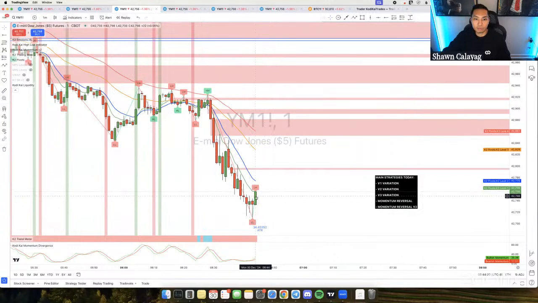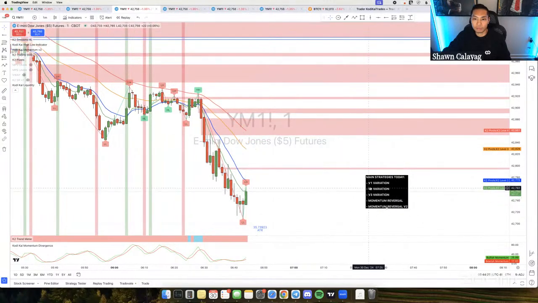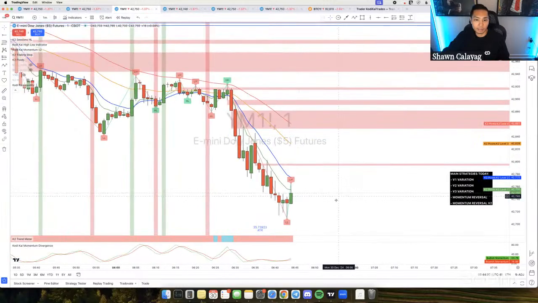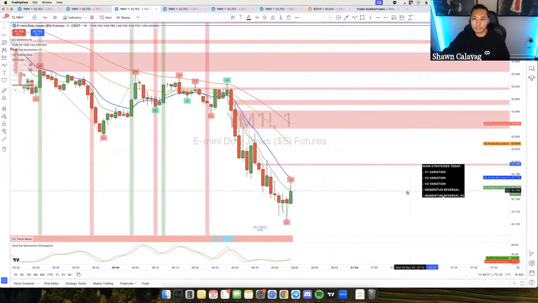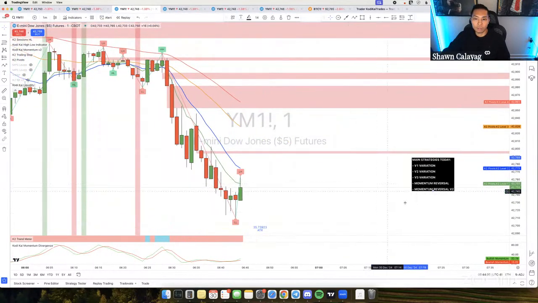I'm just looking for the retracement here. So price is starting to push up right here as we speak. If the buy signal comes up here, I'll be looking for a possible opportunity for a V1 variation or a momentum reversal. I've got to pay attention to the chart here. I'll be laser focused on the chart because, like I said, these momentum reversals are going to come up very quickly and I don't want to miss it. So I will be paying attention to this here.